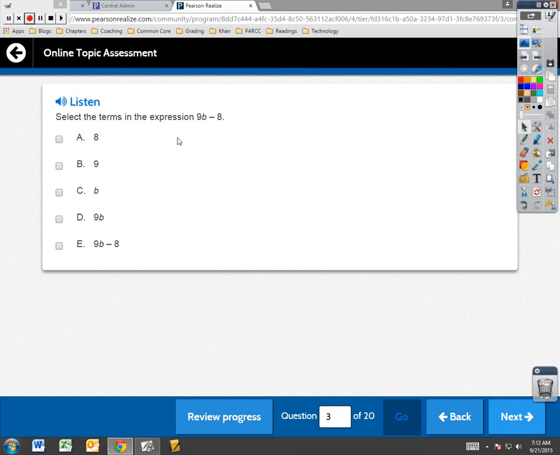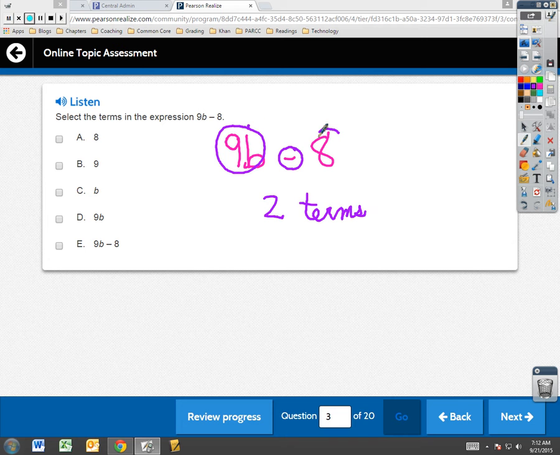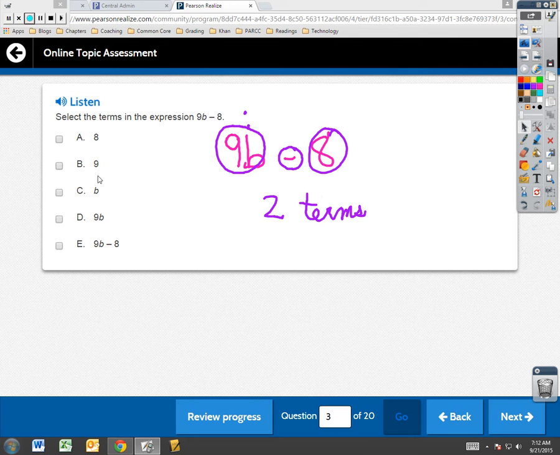Okay, select the terms in the expression 9b minus 8. Remember that terms are separated by an addition or subtraction sign. So we know we have two terms. We have 9b as one term, and 8 is the other term. Remember, 9 is not a term because it is being multiplied. Terms are separated by subtraction or addition, not by multiplication. So we have two terms, meaning I should have two answers here.